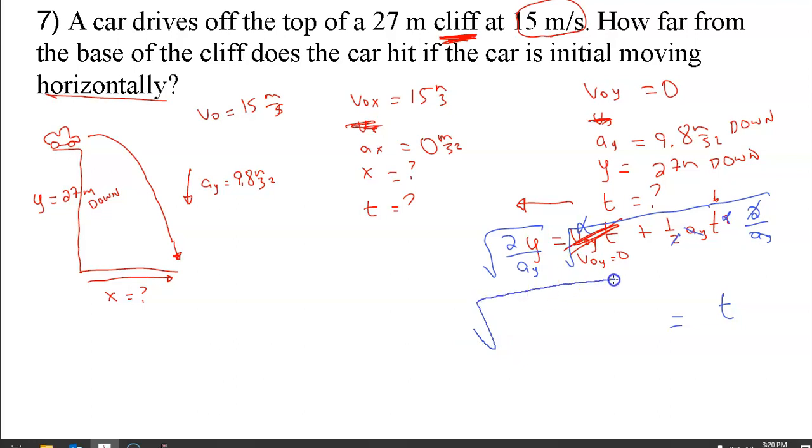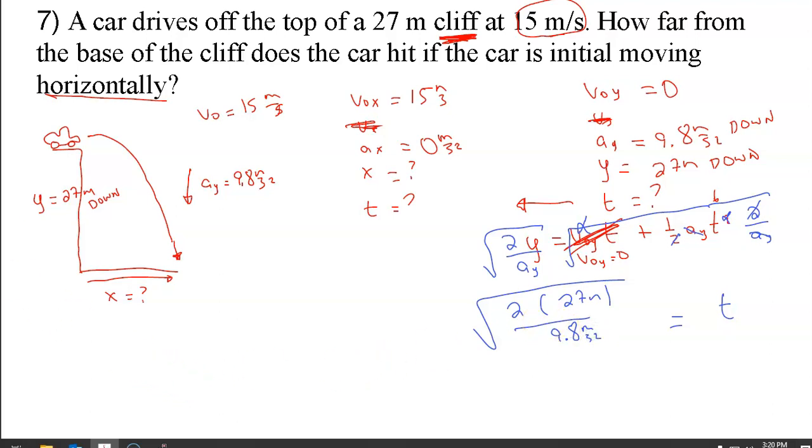So the numbers I want to put in here would be 2 times the height, and this is a 27 meters down. And here's the point where I need to decide, is up positive or down positive? We'll go ahead and put the numbers in here, and we'll argue about the signs like this.